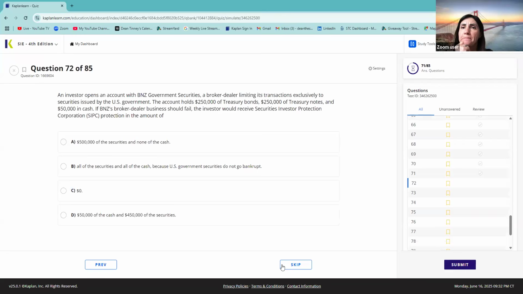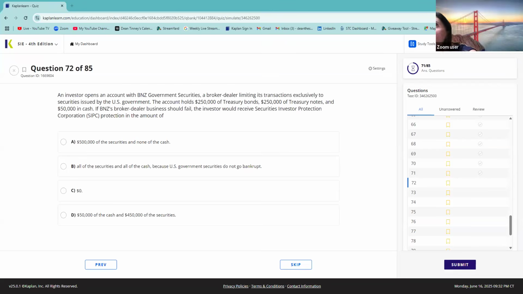An investor opens an account at B and Z Government Securities, a broker-dealer limiting its transactions exclusively to securities issued by the U.S. government. The account holds $250,000 of Treasury bonds and $250,000 of Treasury notes and $50,000 in cash. If the broker-dealer's business should fail, the investor would receive from SIPC a protection in the amount of what? SIPC is very testable.